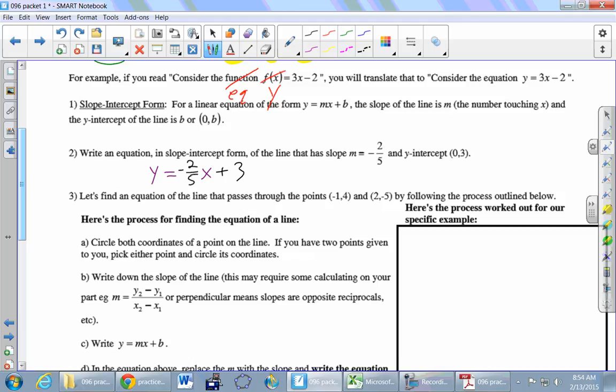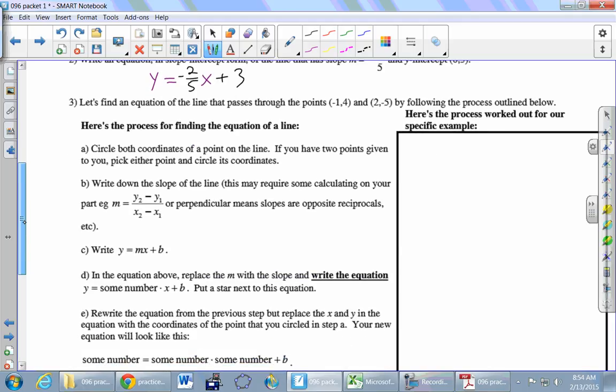So what made number 2 easy was that we were given the slope and we were given the y-intercept. 2 gifts. We're not given either of those things in this problem, right? We're given these 2 arbitrary points. So the very first step is to find the slope, right? I mean, that's one of the things we need anyway.